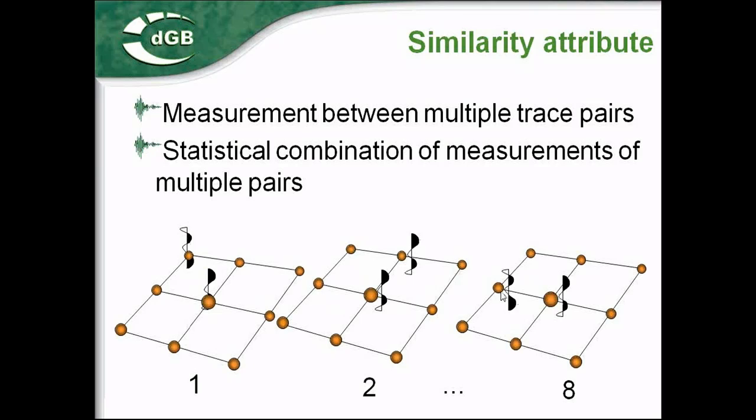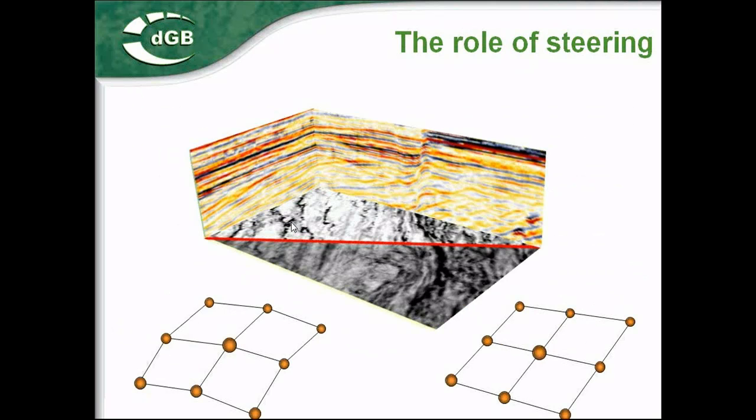So typically, if you do it for the perpendicular directions, you would have 4 comparisons. If you include the diagonal directions, you typically end up with 8 different trace pairs you do a similarity measurement on. And then you recombine it with a statistical measurement. Typically, we take the minimum or the average of them.